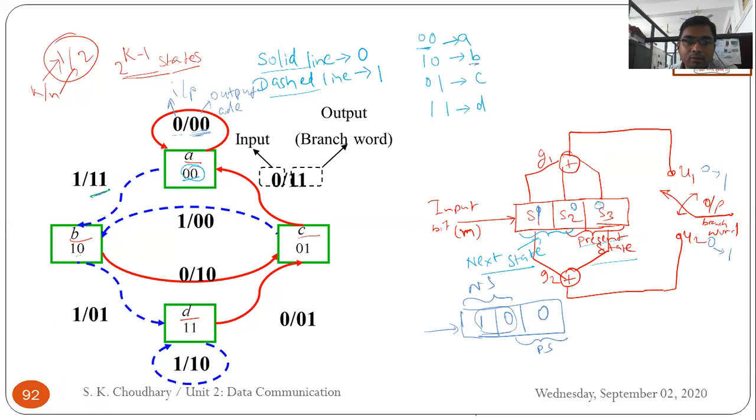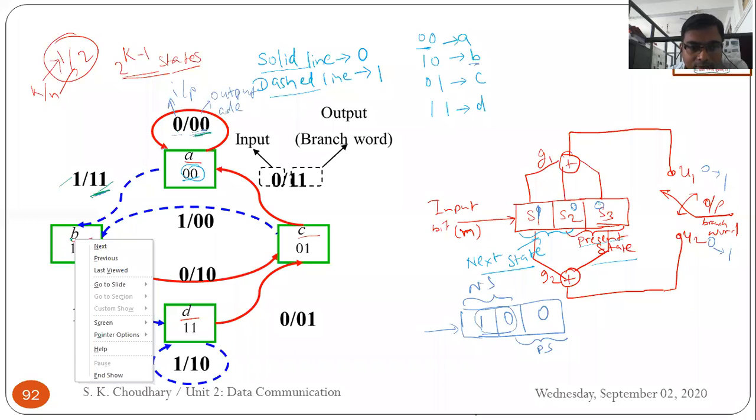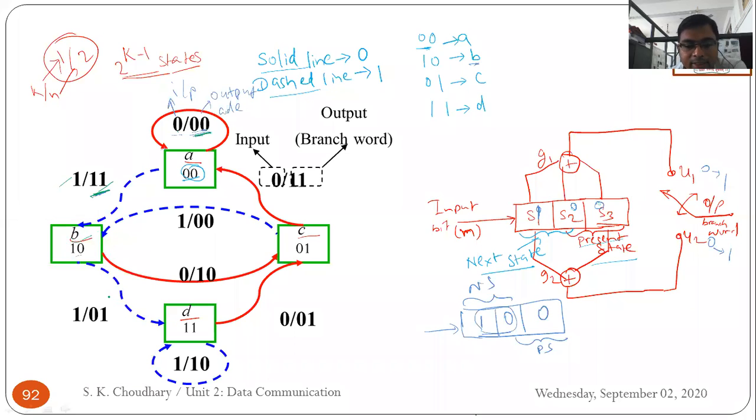Remember this. This is your output. So how do we do the representation? First, the bit is the representation of input. After the oblique, there is the representation of output. This is your input, this is your output, and we have to move from one state to another. Similarly, now you are at the state B, that is 1, 0. Now again we have to see the same example. This is the present status of our case.